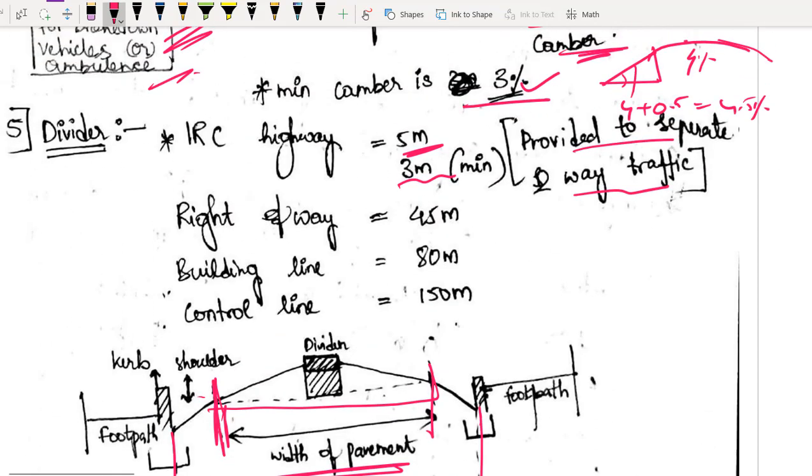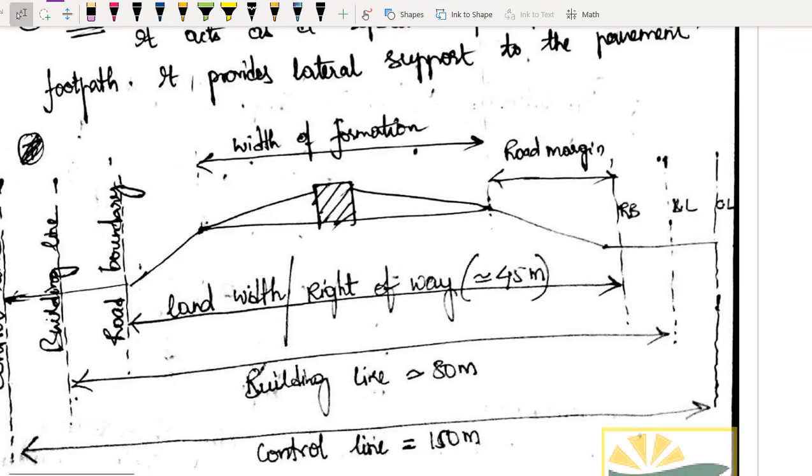Now comes right of way. What is this right of way? Building line, control line. Let us go to this diagram. It will be very easy for you. So this line whatever I get, that will be my right of way. It will be 45 meters. Okay, the total dimension कितना है? 45 meter है. So please be careful. Whatever distance is there, the remaining width of formation से लेके the remaining whatever is there, that will be considered as a road margin. I hope it is very clear.